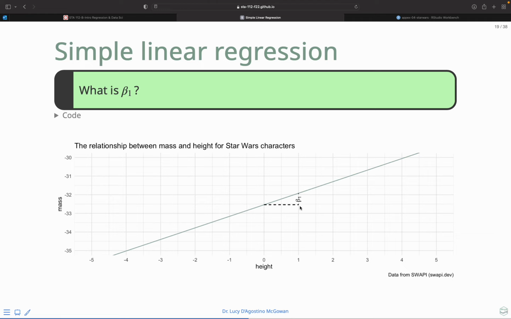If height were measured in meters, then the way you would interpret what that beta 1 is would be different because it would be a much different number because it would be based on a meter increase as opposed to a centimeter increase. So keeping in mind the units is important when interpreting these coefficients.